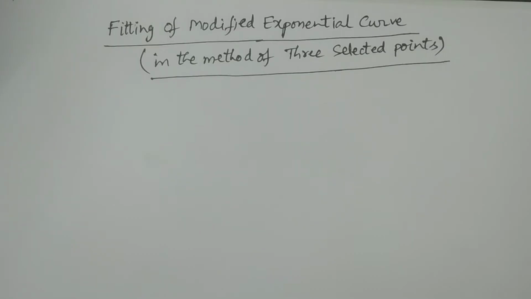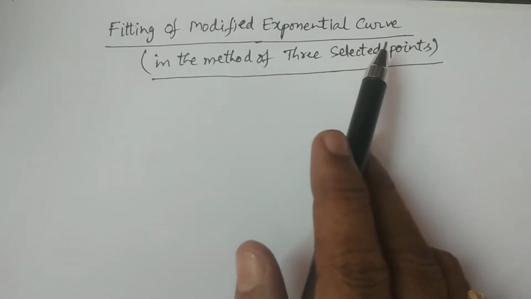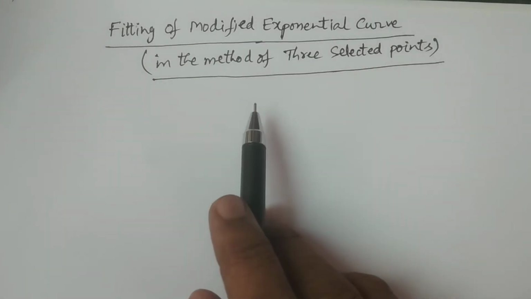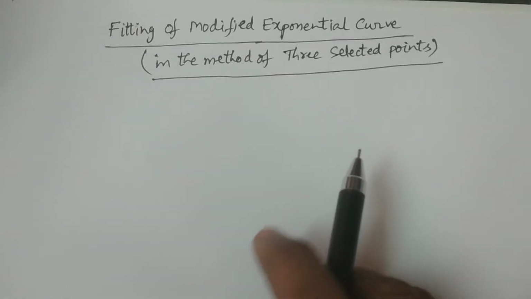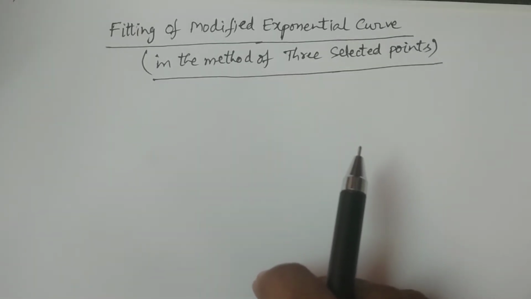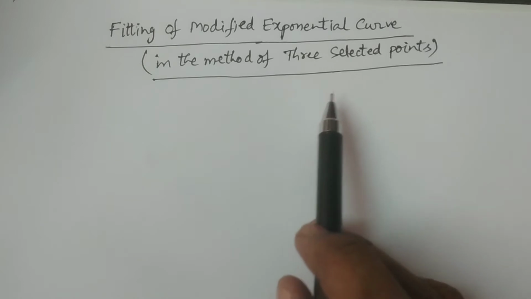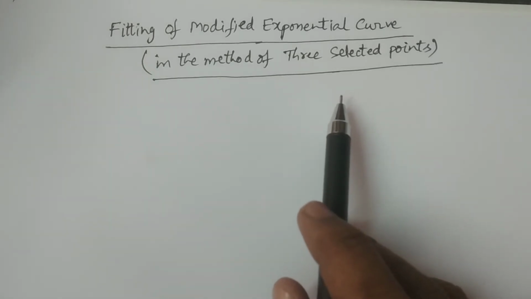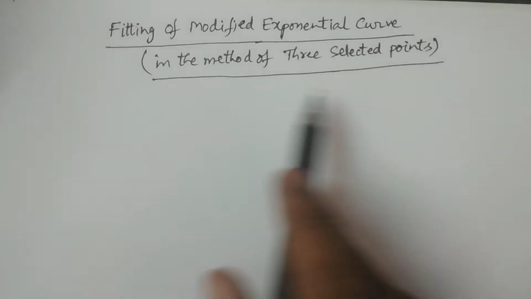In this class, I explain some of the growth curves. In this class, particularly, I explain fitting of the modified exponential curve by the method of three selected points. There are two methods for explaining the fitting of the modified exponential curve in general. One is the method of three selected points. The second one is the method of partial sums. Now I explain the method of three selected points.